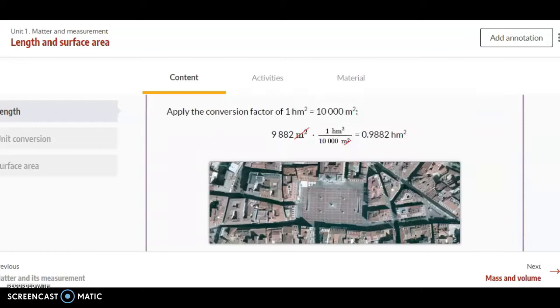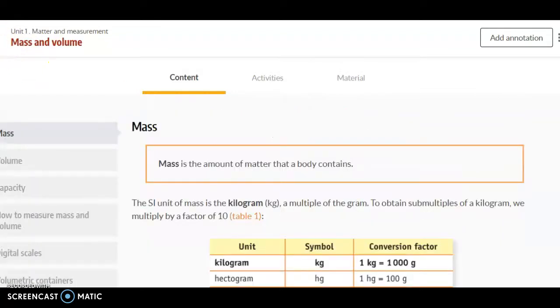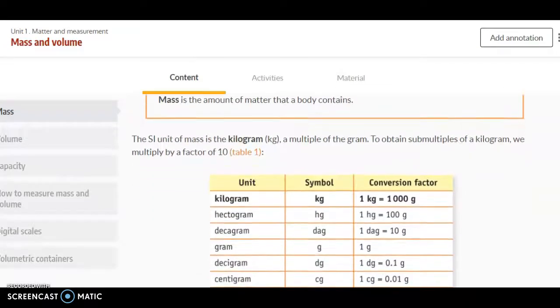So let's go to the next one, which is mass and volume. This is the lesson about mass and volume. You have to know the definition of mass.